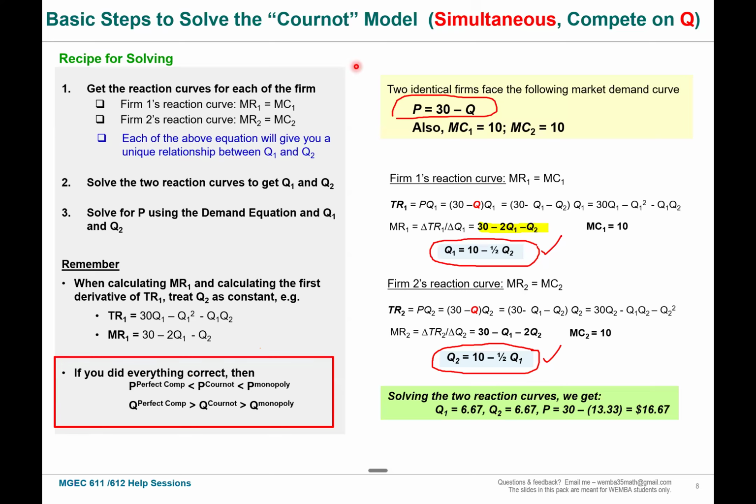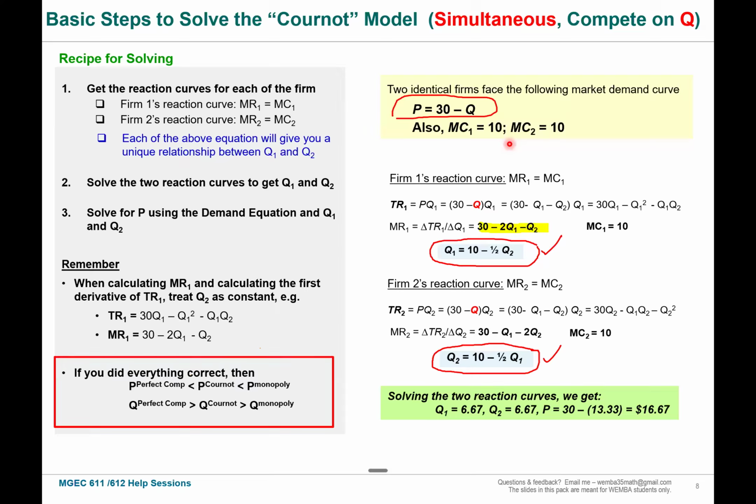So here, if I solve these equations, all of you should know how to solve two equations, two variables. You get Q1 is 6.67, Q2 is 6.67, and then the price is 30 minus Q. Q is Q1 plus Q2, 13.33, so that's 16.67. Now here, obviously, the amount is the same for both the firms because the marginal costs were the same, but that may not be the case if the marginal costs are different.